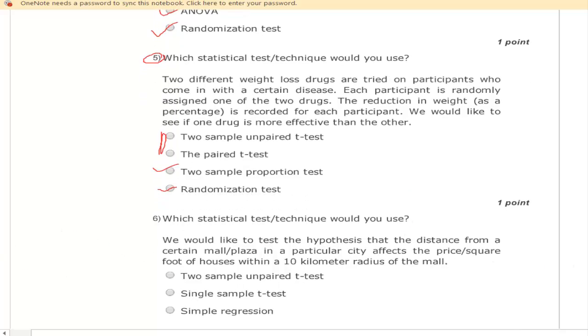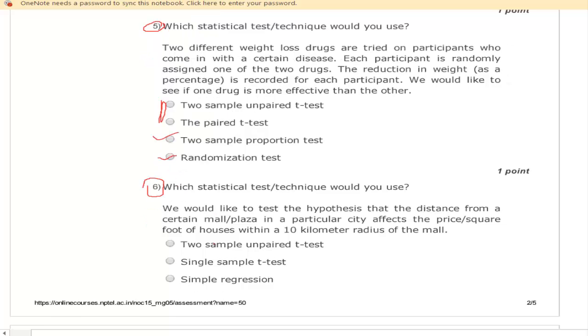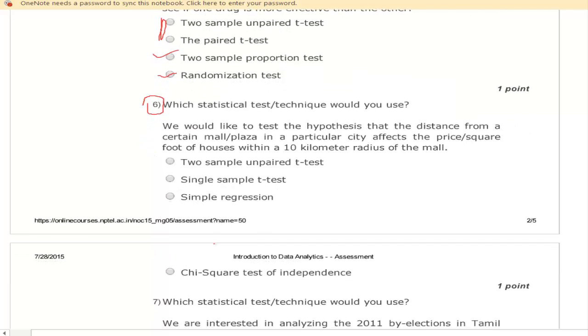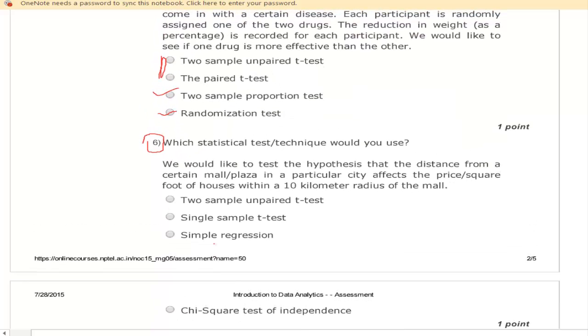Okay, so now we are in question 6. We would like to test the hypothesis that the distance from a certain mall or a plaza in a particular city affects the price per square footage of houses within a 10-kilometer radius of the mall.